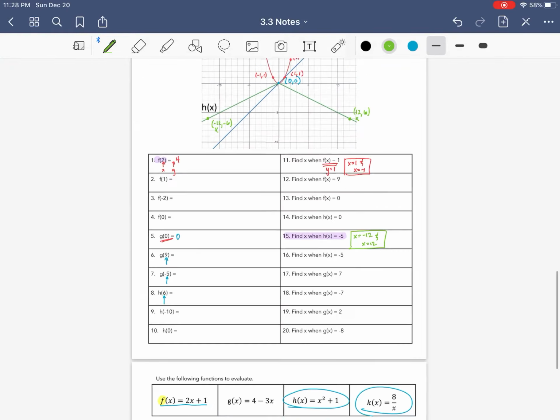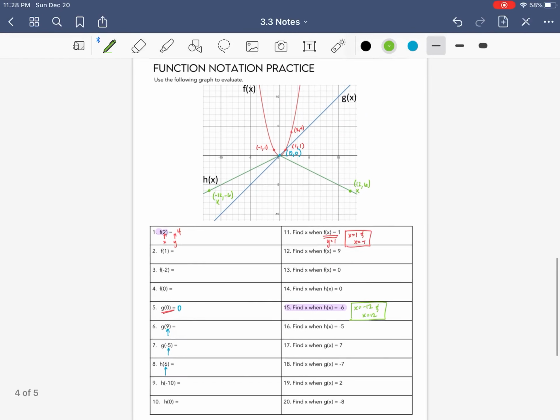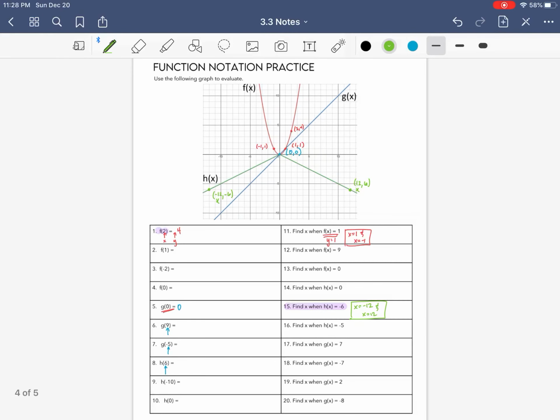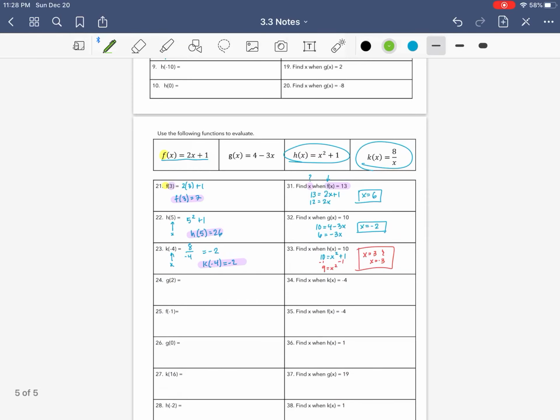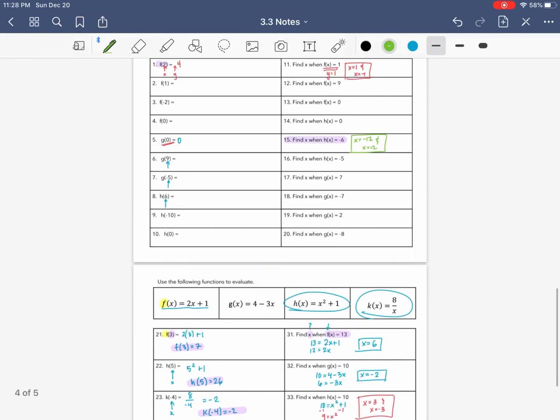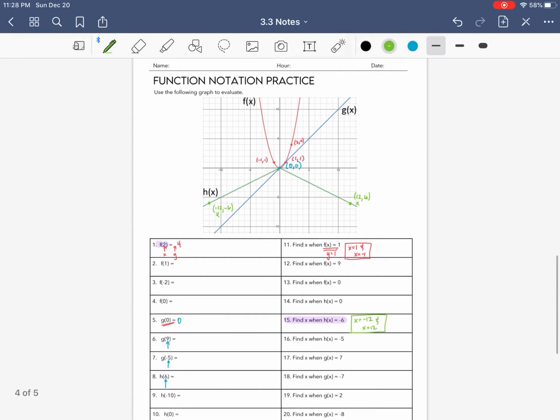All right, that is function notation for you. Good luck. Make sure you pay really close attention to which function you're looking for, f, g, or h. And on the next one, it even goes to a k. And be really careful with your work.